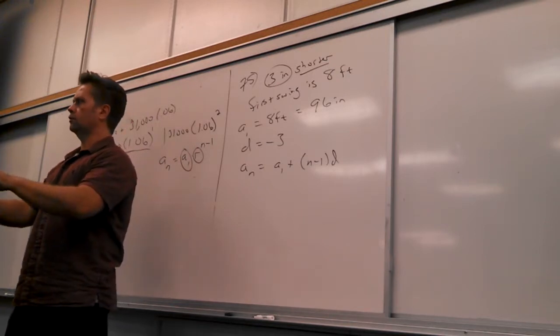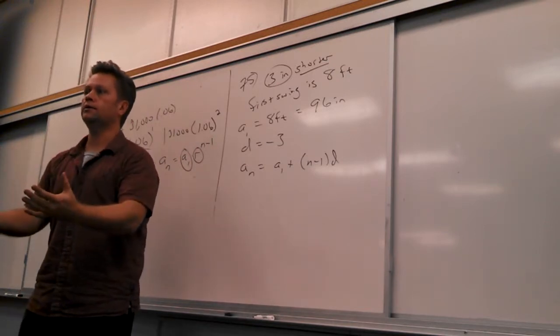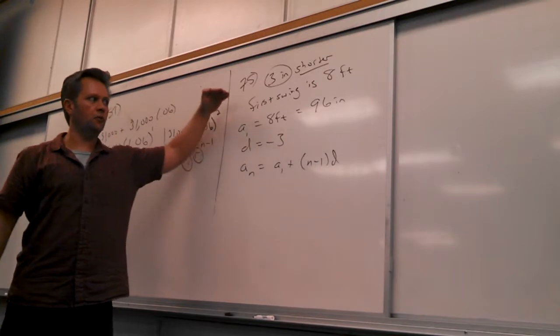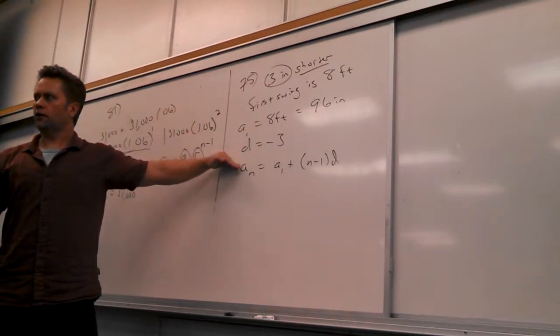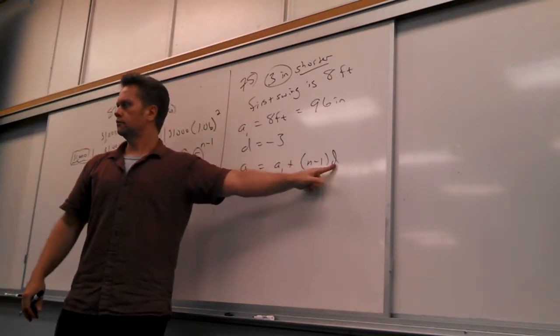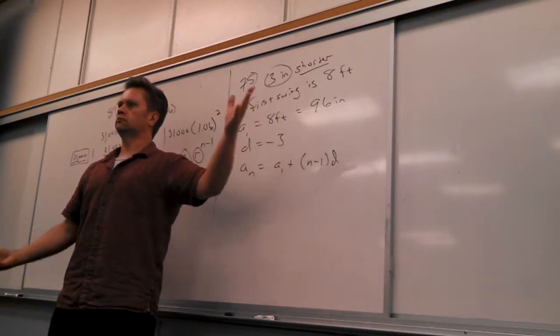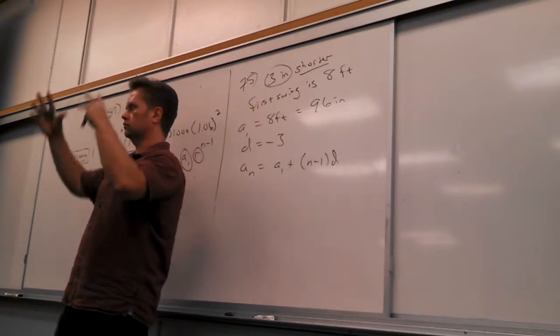Is that cool? It's all about if you can identify what kind of sequence it is, then you know what formula to use. If you know what formula to use, you know what you got to figure out. In this case, A1 and D. In the other case, A1 and R.